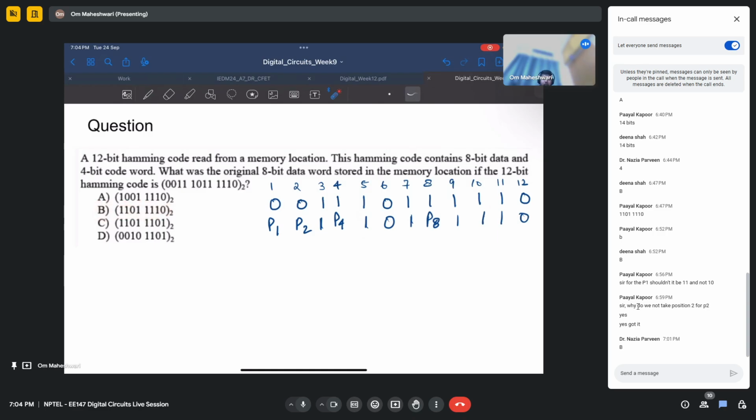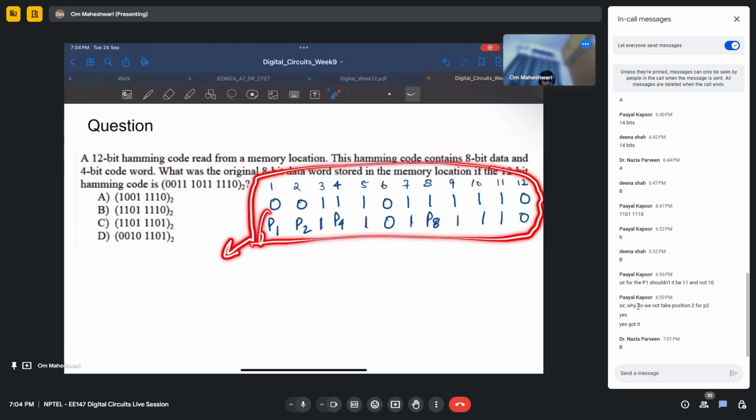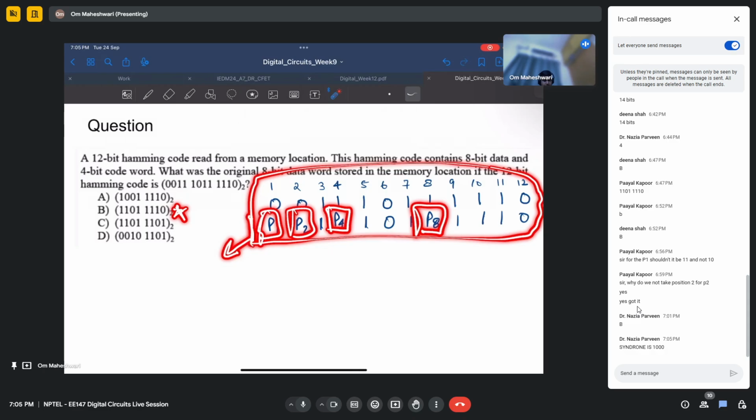But one thing we are missing here, right? We have been given a 12-bit Hamming code. It may be possible that there is some error in this. So we have to check it for error, and if there is any error, we have to correct it. That is the whole purpose of these parity bits, right? If there is some error, we can correct it. So maybe this answer is incorrect. Or there is some error in this 12-bit code and we have to correct it using these four parity bits.